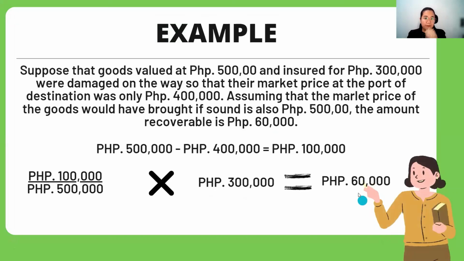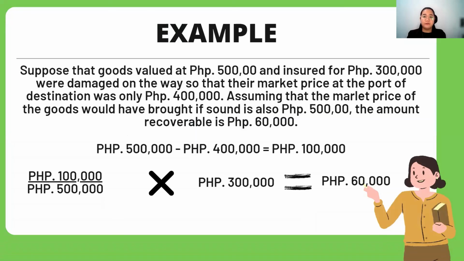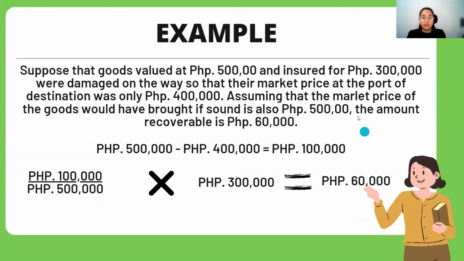So in a given example, suppose that goods valued at 500,000 and insured for 300,000 were damaged on the way, so that their market price at the port of destination was only 400,000. Assuming that the market price of the goods would have brought if sound is also 500,000, the amount recoverable is 60,000. So how do we get it?